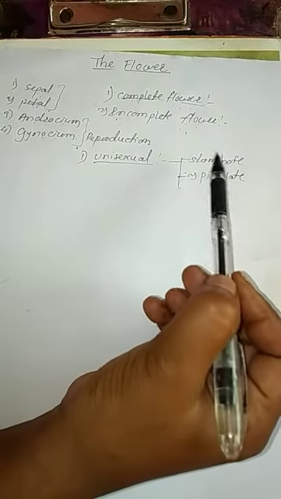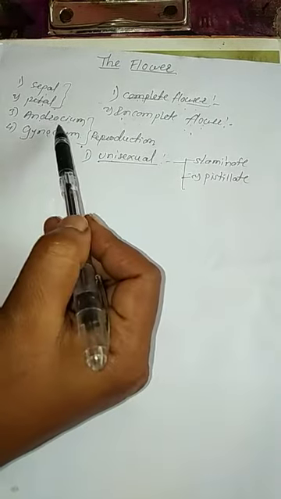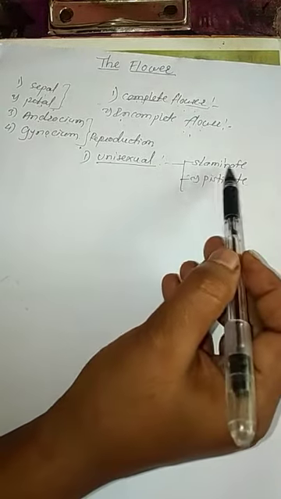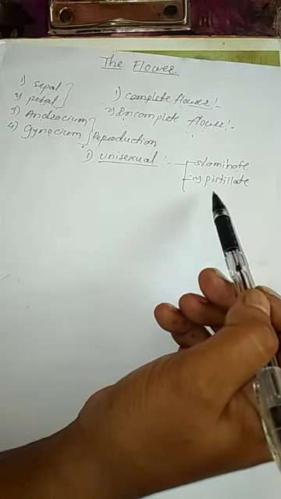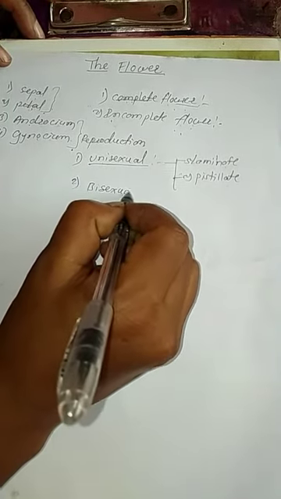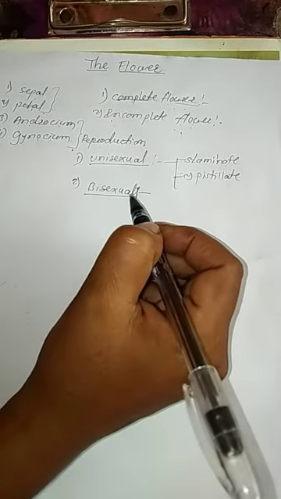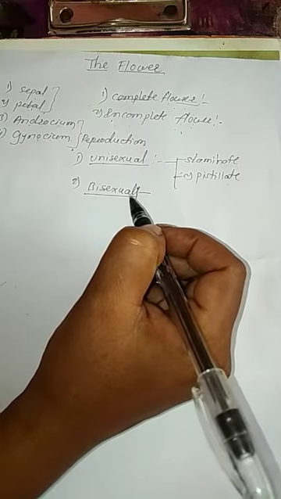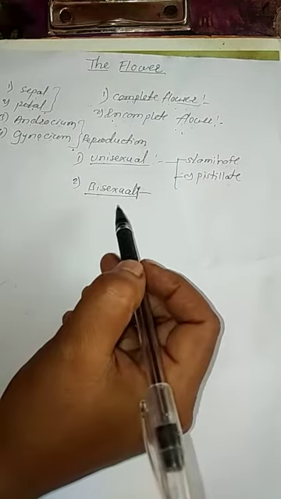Staminate and pistillate. Staminate means what? The staminate means the flower which contains only the male reproductive part. This flower is called the staminate flower. And pistillate flower means the flower which contains only the female reproductive part. Got it students? And bisexual flower means what? Bisexual flower means the flower which contains both male and female parts. Both gametes are present in the single flower. This flower is called the bisexual flower.